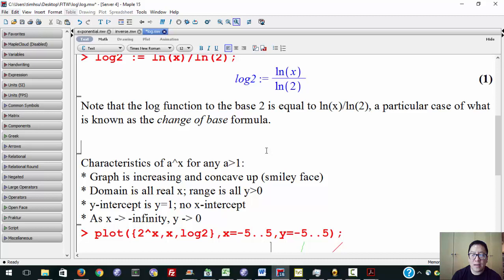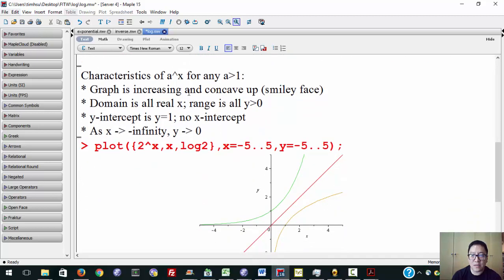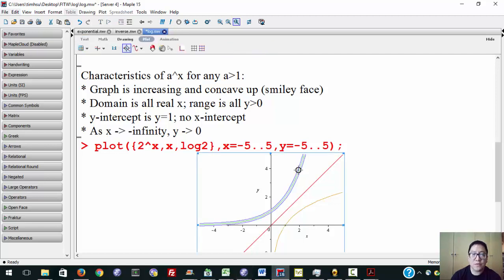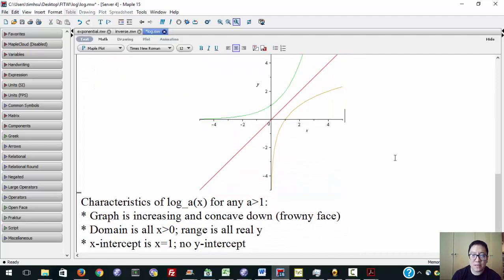Anyway, taking any a greater than 1, let me remind you of some of the key characteristics of the graph of a to the x, which is over here in green. So the graph is increasing and concave up. It's a smiley face. And the domain of it is all real values of x, so you can plug in whatever you want for any real value of x, and what you get as an output is some positive y. The y-intercept is y equals 1, and there's no x-intercept, and as x goes to minus infinity out this way, y goes to 0.